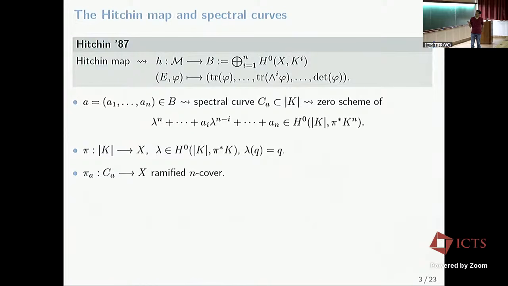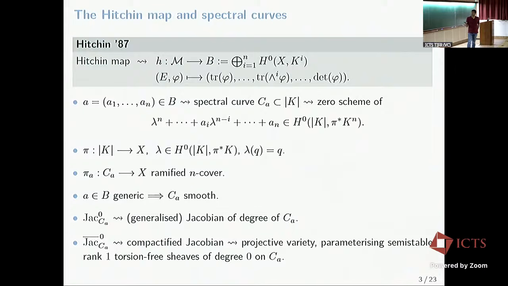And so this pi will be the projection. This lambda here, which appears here, is this tautological section. When you pull back a bundle to its total space, you always get a tautological section. And this is the restriction of this projection to this curve. And this is always a finite ramified n-cover. So for a generic element in the base, this curve is smooth.